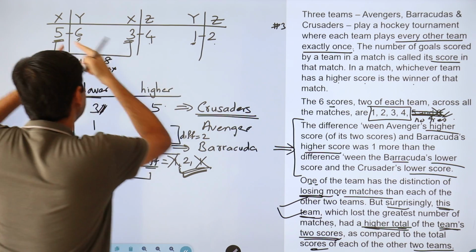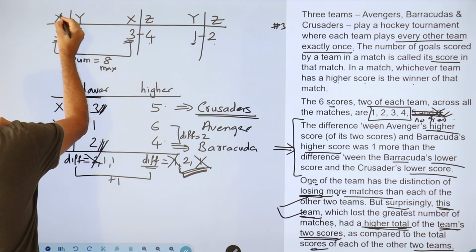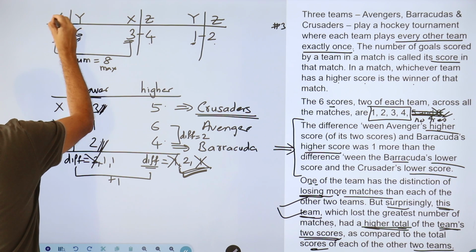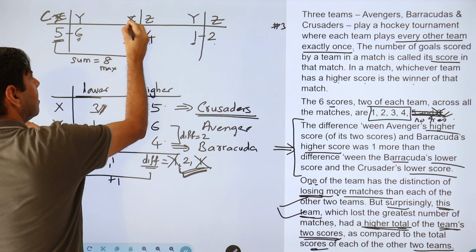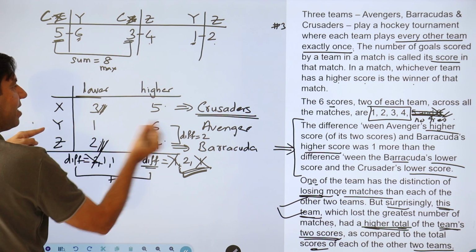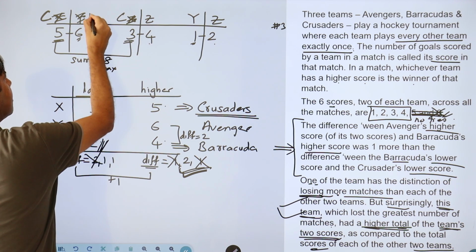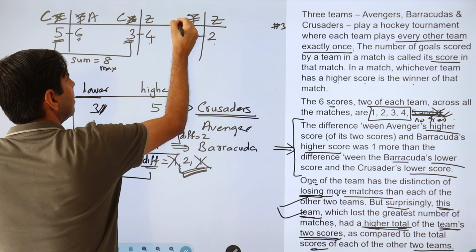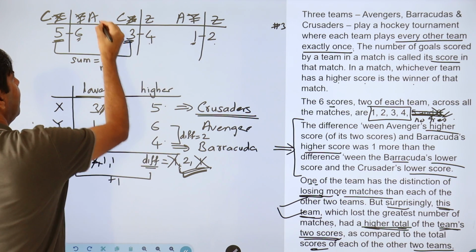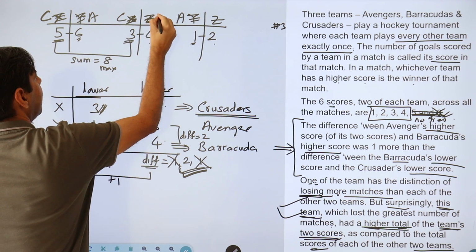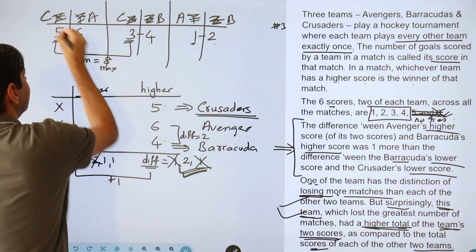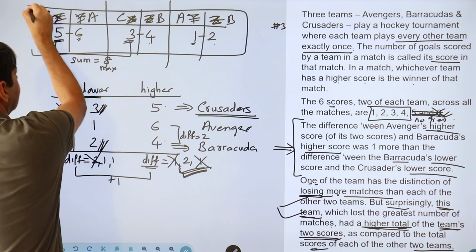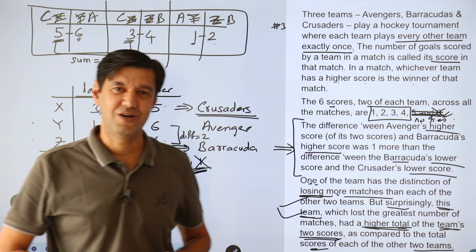So now I can place the XYZ. X is nothing but the Crusaders. Y is the Avengers. And Z is Barracuda. So this is how you can get the scores for all the 3 matches, who played whom and what did they score.